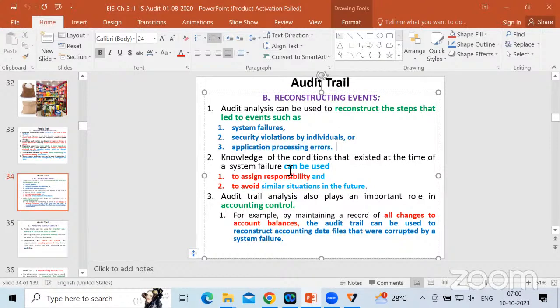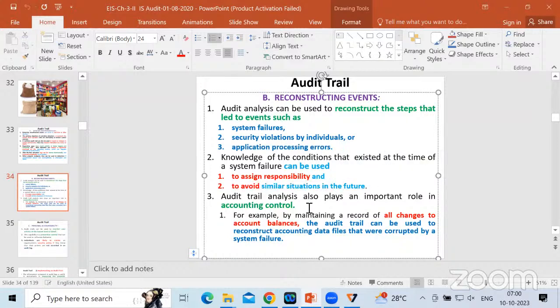The knowledge of the conditions that existed at the time of the system failure can be used to assign responsibility and to avoid similar situations in the future. So if at all something has happened like system failure or security violation or application processing errors, then in the future it can be used to fix the responsibility as well as to avoid the same kind of situation in the future.